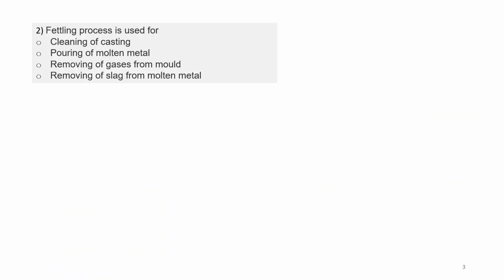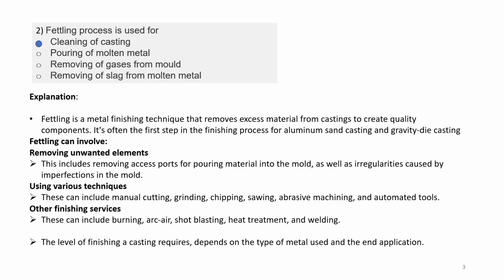The next question is: the fettling process is used for. Your options are cleaning of casting, pouring of molten metal, removing of gases from the mold, or removing of slag from the molten metal. So which one should be the answer? You can type it in the chat box as well, and if you don't understand any question, you can unmute yourself and ask. Okay, in this question the answer will be cleaning of casting. So fettling is one of the processes.